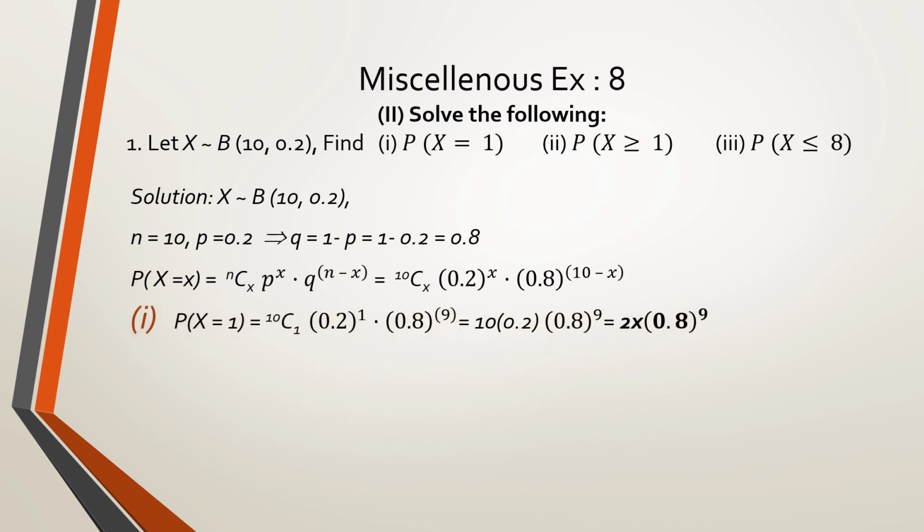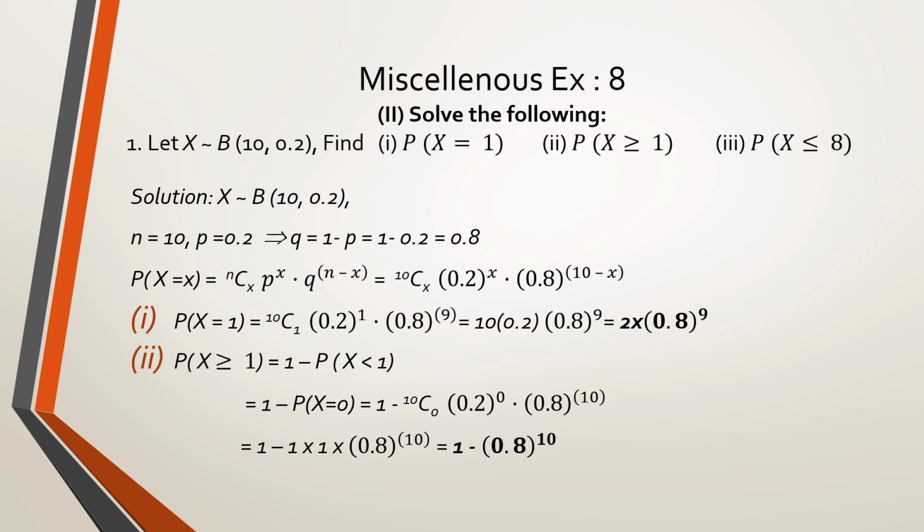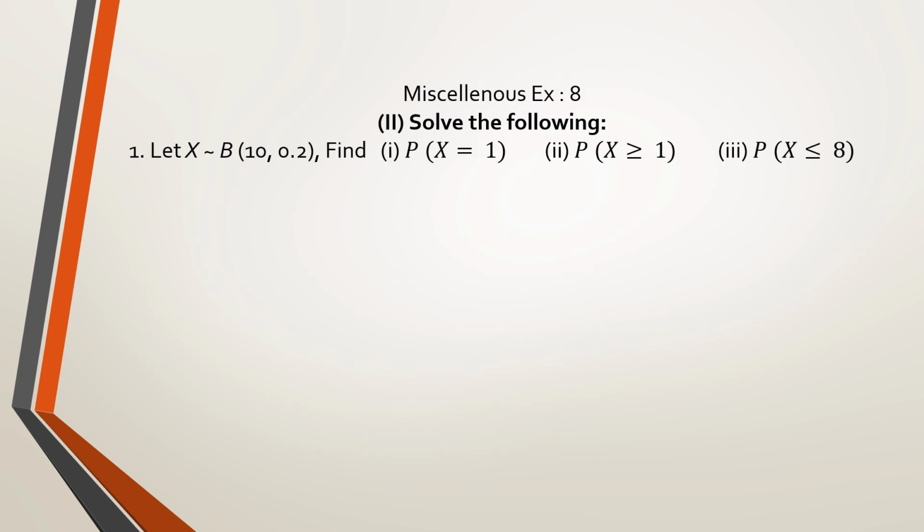Now first one is X equal to 1. So here we substitute x equal to 1 in the formula, 10C1, 0.2 raised to 1, 0.8 raised to 9. That gives you the answer as 2 into 0.8 raised to 9. For probability of X greater than or equal to 1, it's easier to calculate probability of X less than 1. So we go for complement, that's 1 minus P of X less than 1, that's 1 minus P of X equal to 0. After substituting x equal to 0 in the formula, we get the answer as 1 minus 0.8 raised to 10.